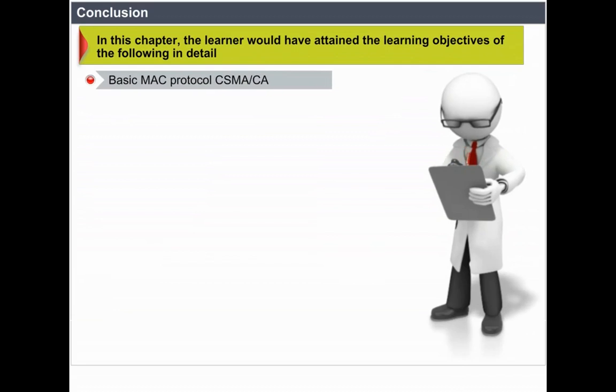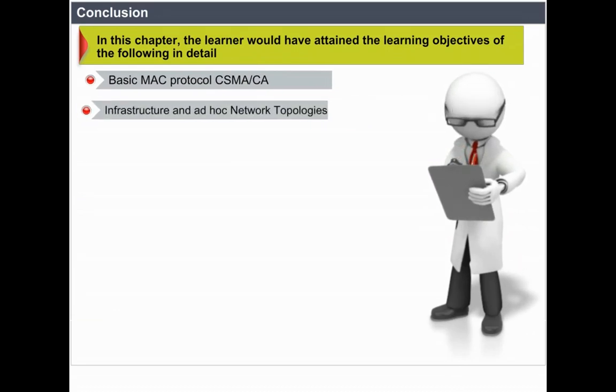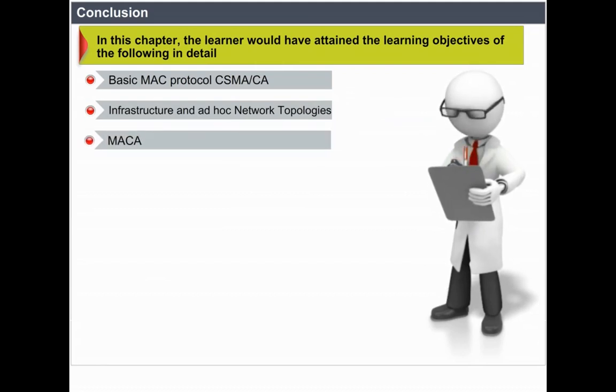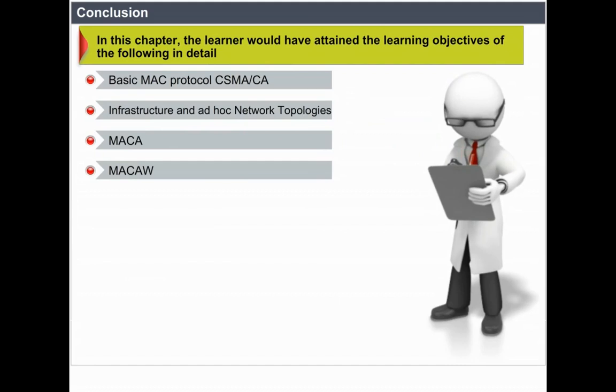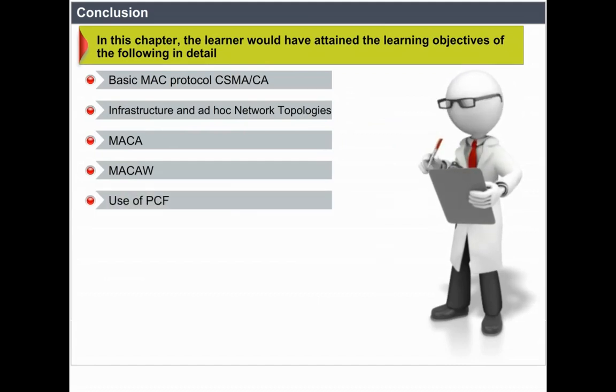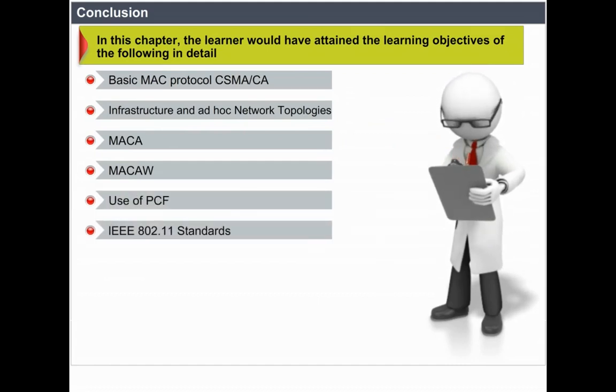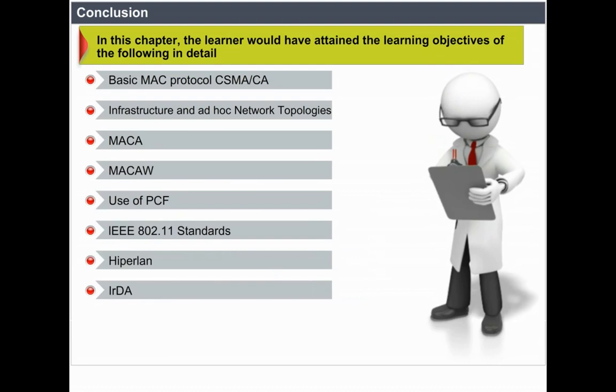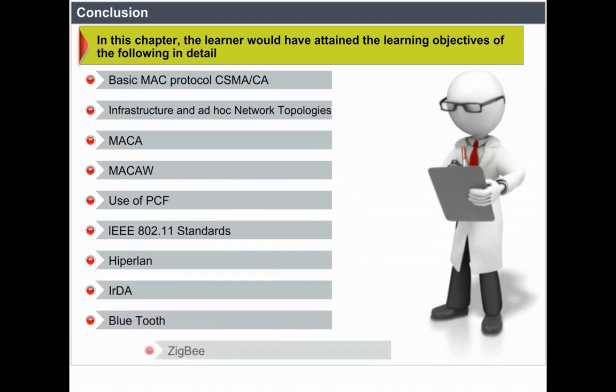Conclusion: in this chapter, we have covered the following in detail: basic MAC protocol, CSMA/CA, infrastructure and ad hoc network topologies, MACA, MACAW, use of PCF, IEEE 802.11 standards, HyperLAN, IrDA, Bluetooth, ZigBee.